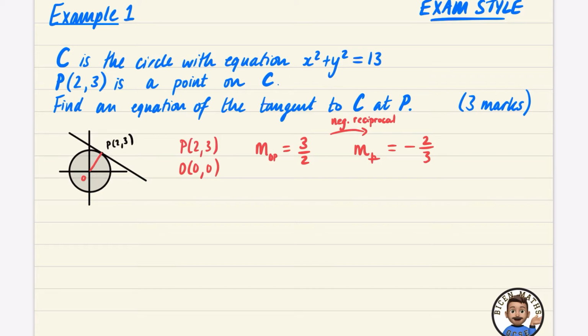So now, all that's left to do is actually just to find the equation of the tangent at P. So we're going to be using this gradient that we have, and we're going to be using this point for P that we have.